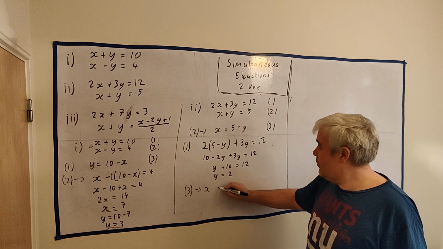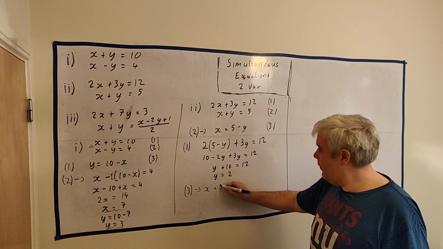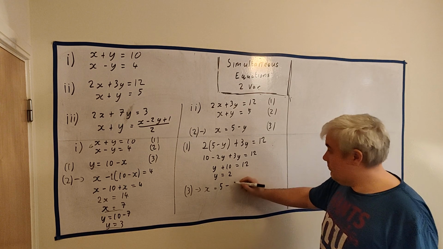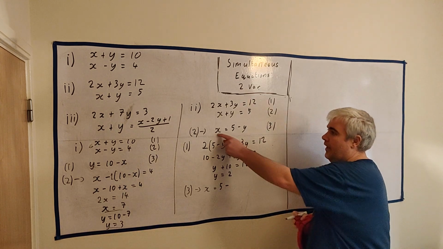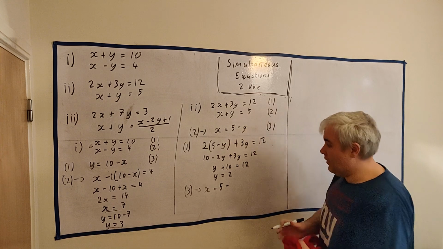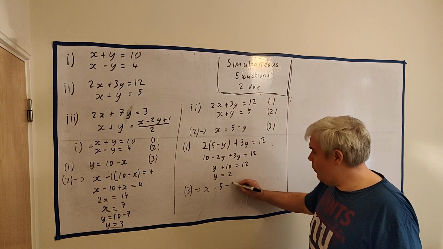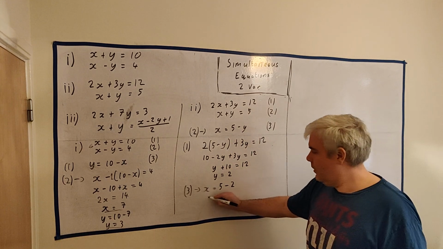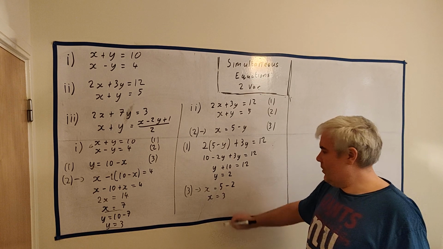X is equal to 5 minus y. I'm not going to write y. I know what y is. It's 2. X is equal to 3.